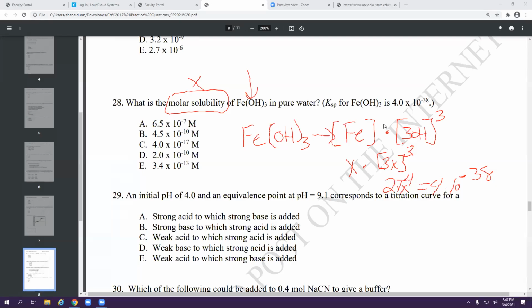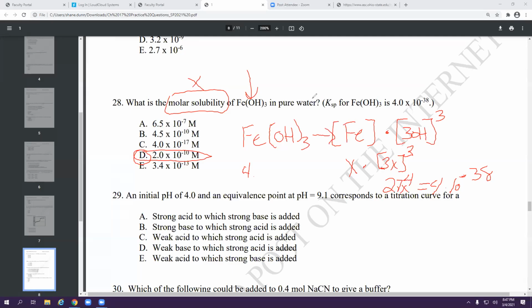What'd you guys get? So it's D or B? D is the right answer. You guys getting that? You got none of them, Matthew? I got none of them. I got 0.11. So 4 times 10 to the negative 38 divided by 27. What'd you get? One sec. I just put it all together and did it that way.